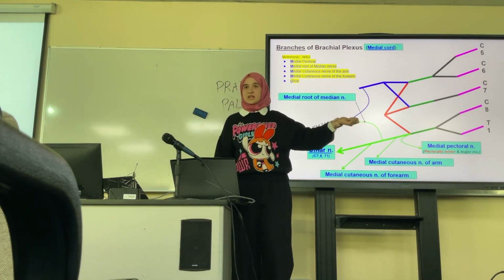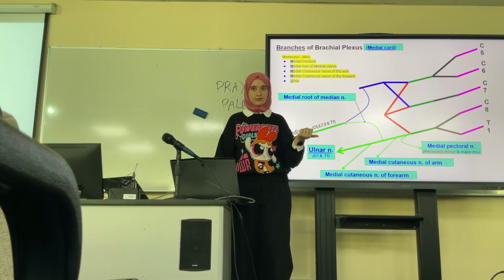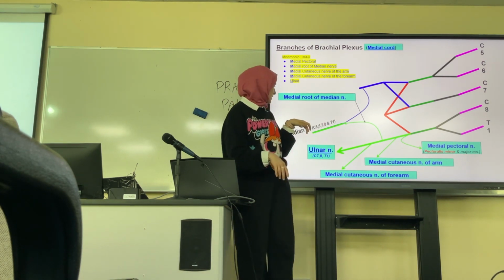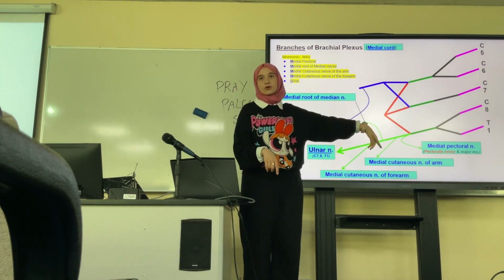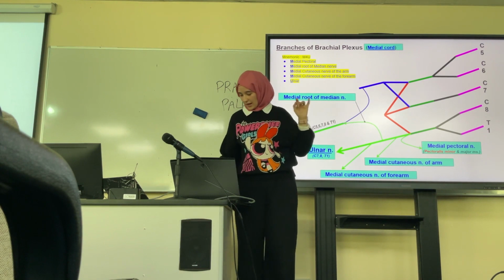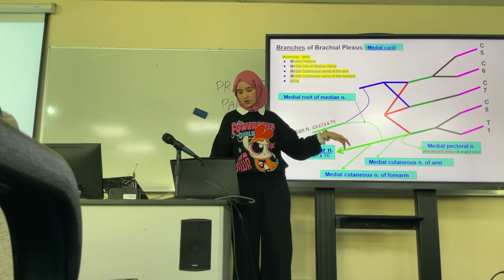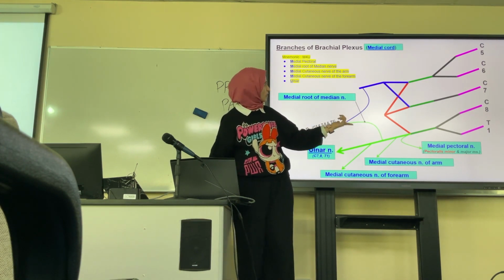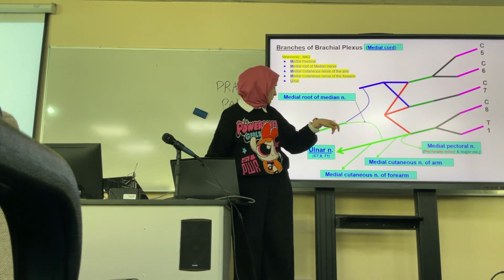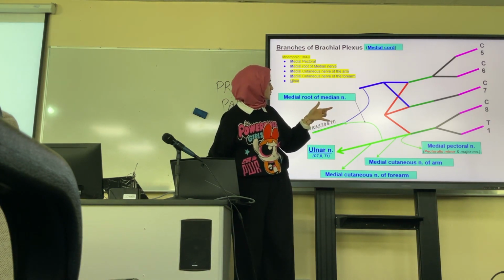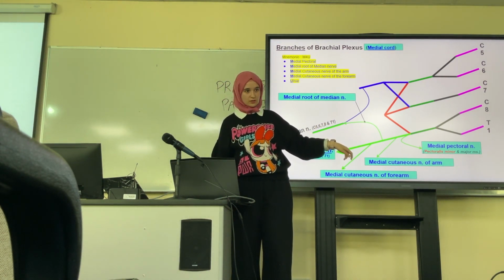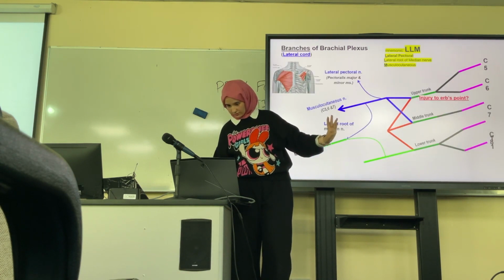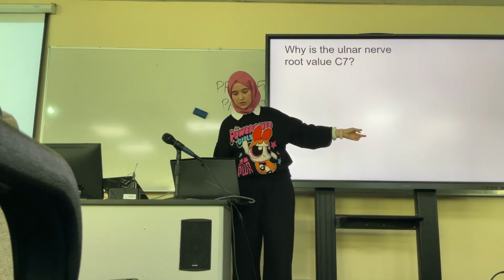And we have the medial root of median nerve, right? And as we can see, the median at the end, because it took from here and here, ended up having all the root values, okay? And the continuation of the medial cord is the ulnar, right? Because this one, the middle, is the posterior.